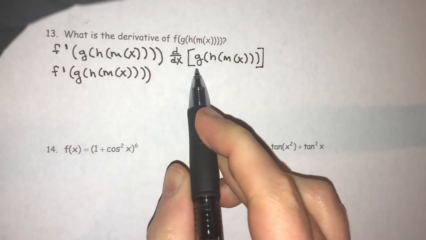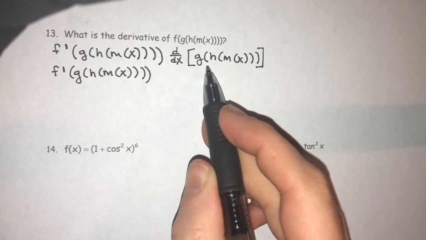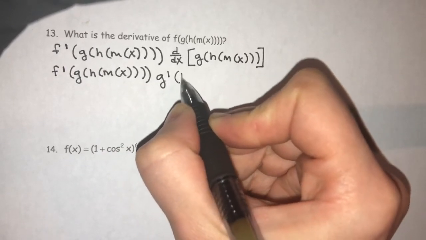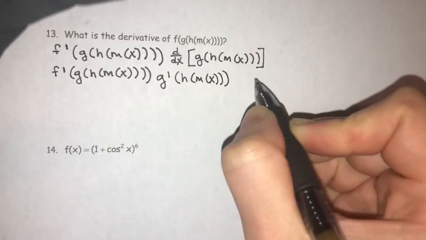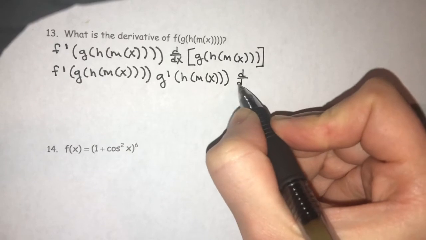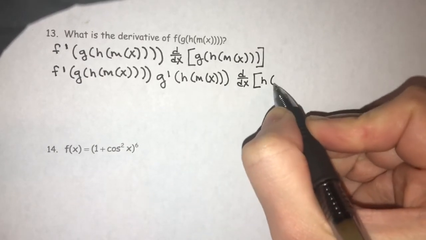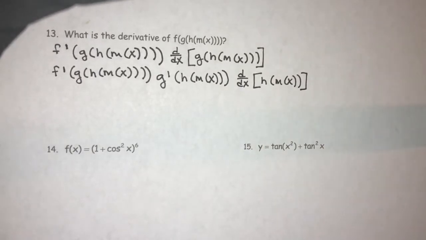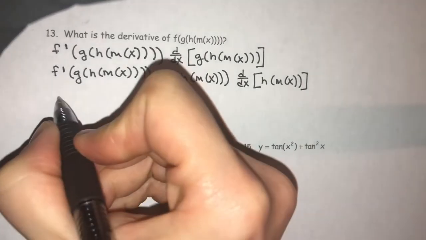And now we'll take the derivative of this. So we're going to start by taking the derivative of the outside function g. So that's g prime. And then we'll copy the inside function. And then we will multiply that times the derivative of the inside function h of m of x. Okay, everything that's in front of the d dx, we're just copying down.